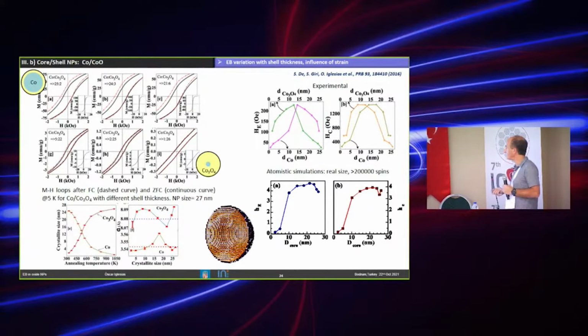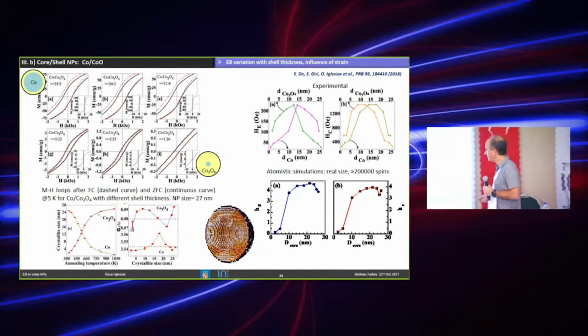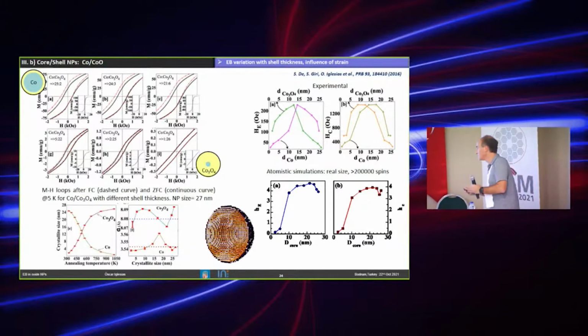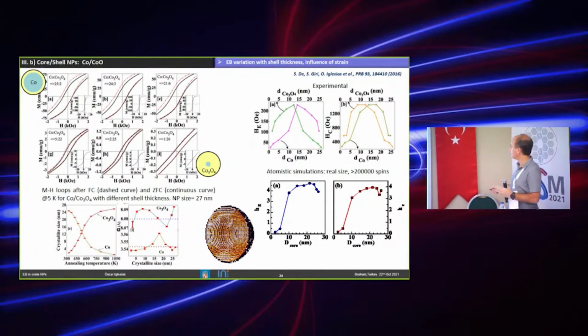You see here how the hysteresis loop changes, and you see here how the crystallite size of the cobalt oxide changes as a function of the annealing temperature, which is the way to control the thickness. And here you can see the lattice parameter, how it changes with the size of the shell. And you see that there's a dip here, and there's a maximum here, which is indicative that some kind of strain, when growing an oxide on top of a ferromagnet, happens at the interface.